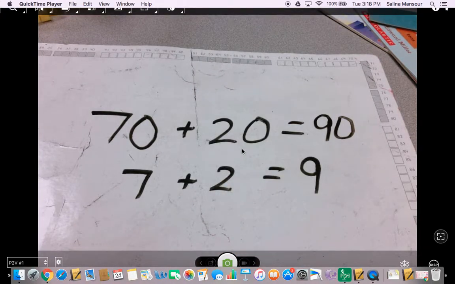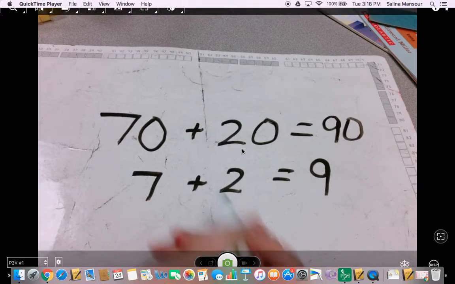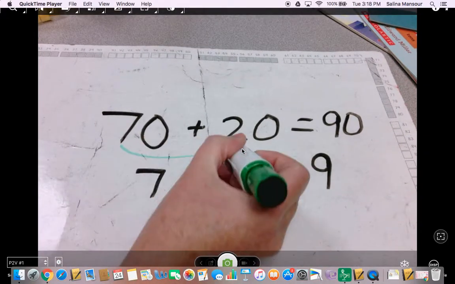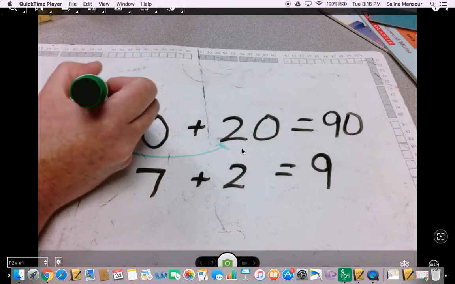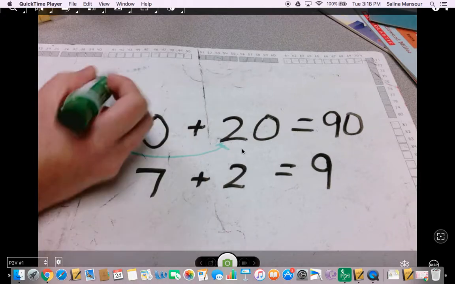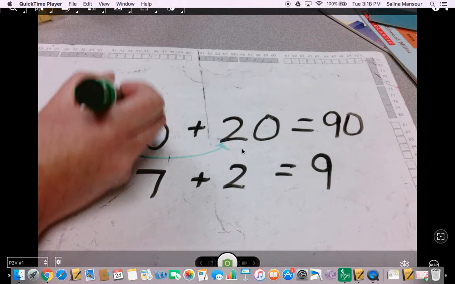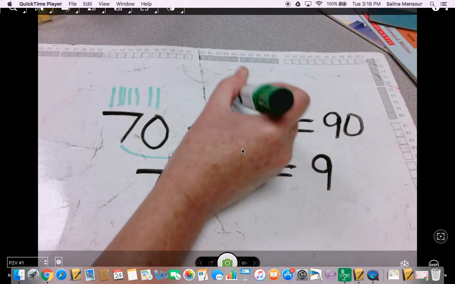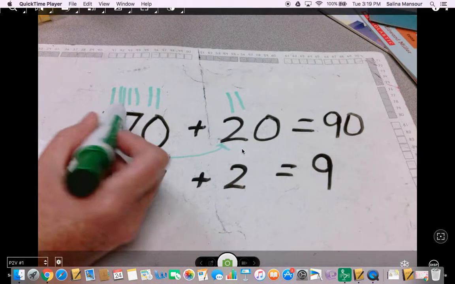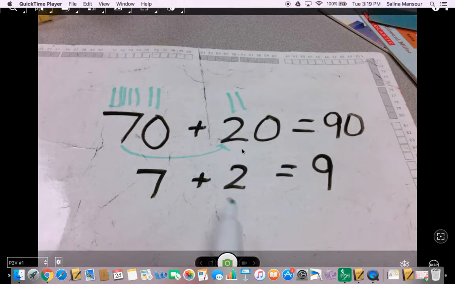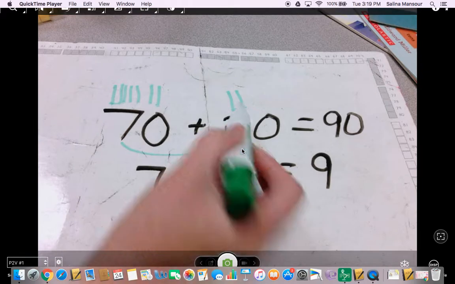One of the other things that we show children if they're getting stuck, that they can do if they need to, but of course our ultimate goal is for them to not need these tools anymore, is to show 70 with 7 tens. So 10, 20, 30, 40, 50, 60, 70, and then 20, 10, 20. And then to count 50, 60, 70, 80, 90 is another way that they can use this tool to help them.